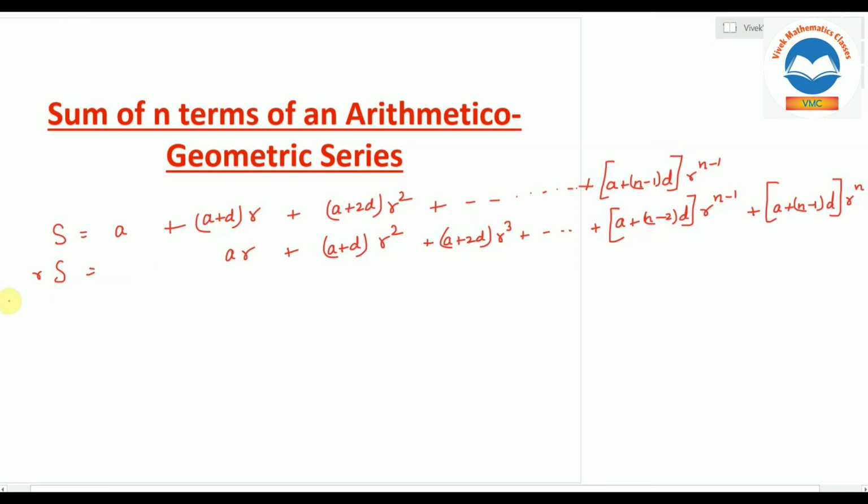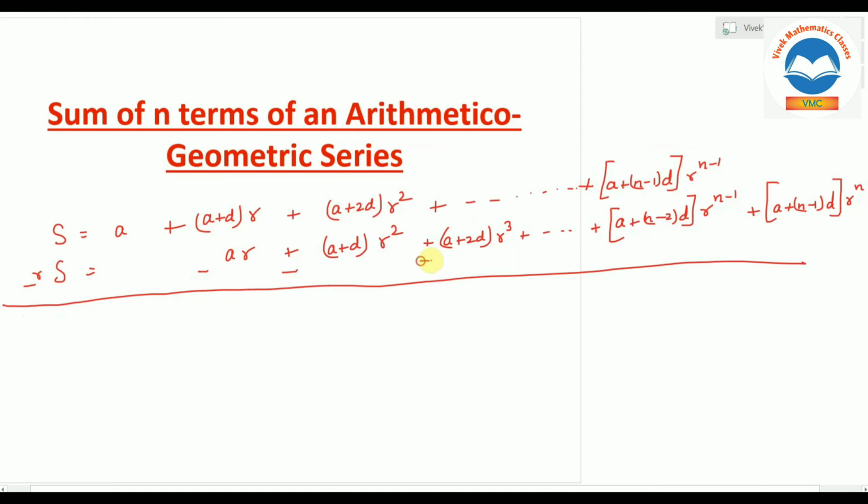Now what I will do is subtract these two. If you see here, AR and AR will be cancelled out. Next here A plus D we can cancel. So I will subtract this. Here minus, this also will become minus, all the signs will be changed. So on the left side what you will get? S into (1 minus R).